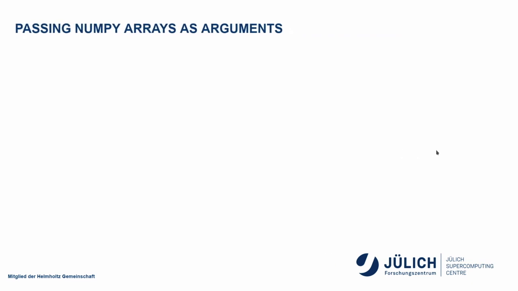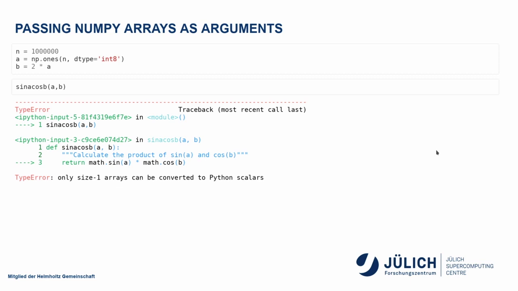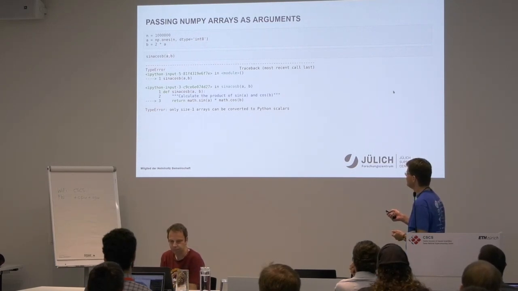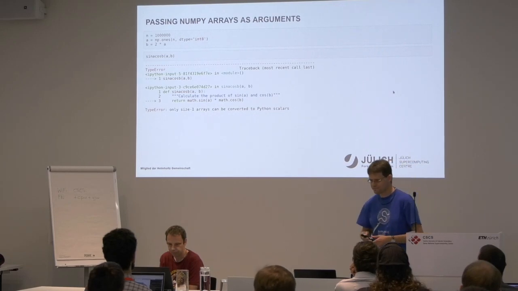What happens if I pass a NumPy array to this function? Like this. What do you think will happen? Any guesses? It will throw an error. Why? Okay, he said by definition, generic Python functions don't work on NumPy arrays. And that is true. Only a size 1 array can be converted to a Python scalar, and this function that we defined here acts on Python scalars. Yes, exactly.